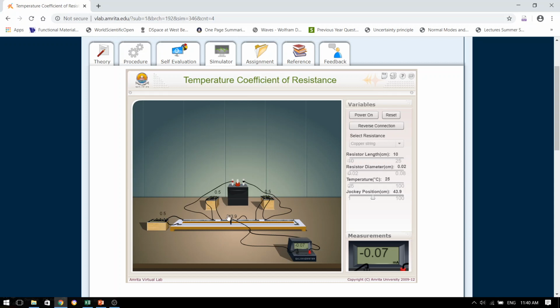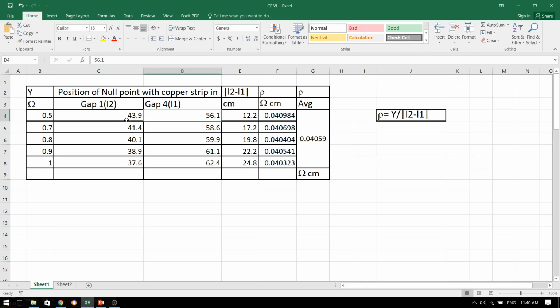Once again, I'll take this value and note it down in my table. Alright, so this is how you can find out the value of L2 minus L1, and from there you can calculate the value of rho. As you can see over here, rho is equal to Y by L2 minus L1, same as we had discussed in our theory.